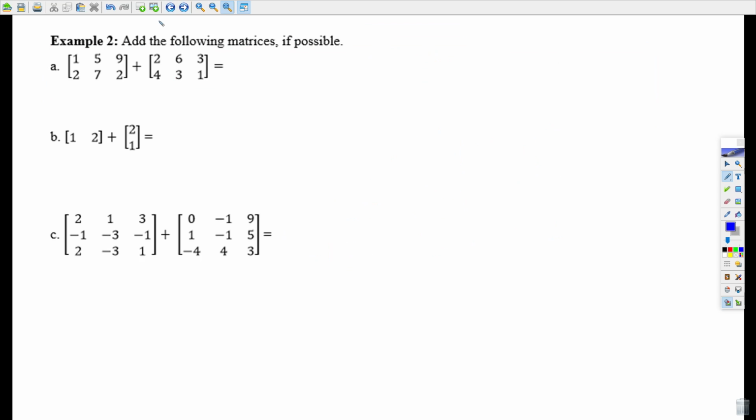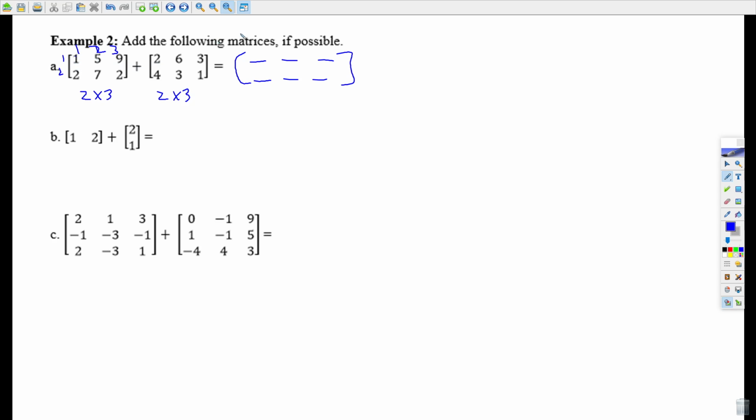So let's try some. Add the following matrices if possible. What do we have here? We have a 1, 2, 1, 2, 3. This would be a 2 by 3. Same thing here, 2 by 3. So we're good. Let's add them together. We're going to get out a 2 by 3. I'm just going to put the blanks in there.